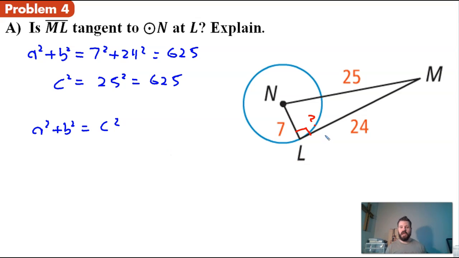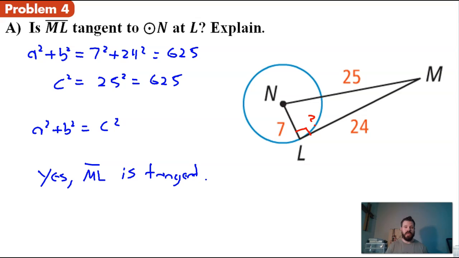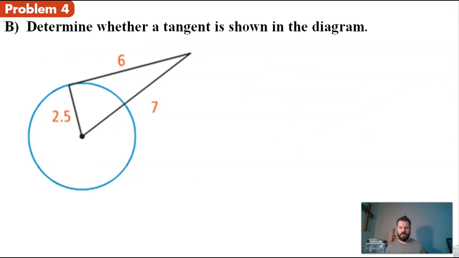Therefore, we have a right triangle, which means that angle L here is a right angle, which means that LM is tangent. So we just say yes, ML is tangent. Essentially, we're just doing a right triangle check we did a few chapters ago. Problem B is the same idea. I want you to pause the video, work through that, and then hit play to check your answer.